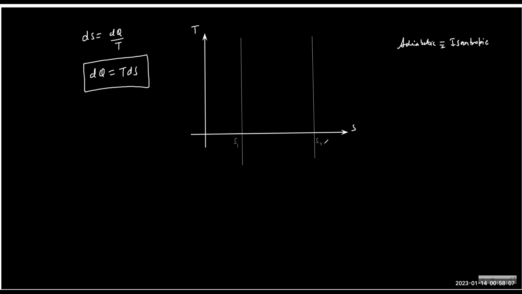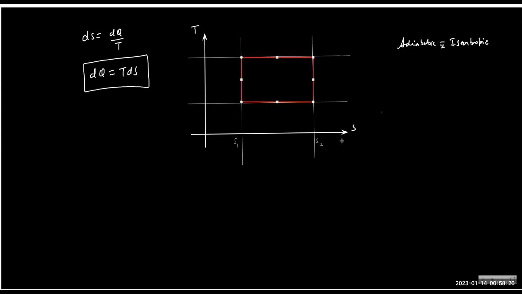S1, S2, these lines represent which process? Tell me, guys. Adiabatic process, sir. Yeah, and these two lines? Isothermal process, sir. Isothermal process. Very good.